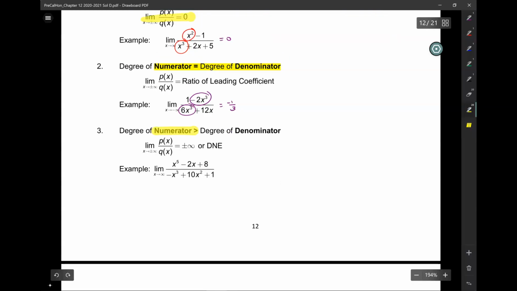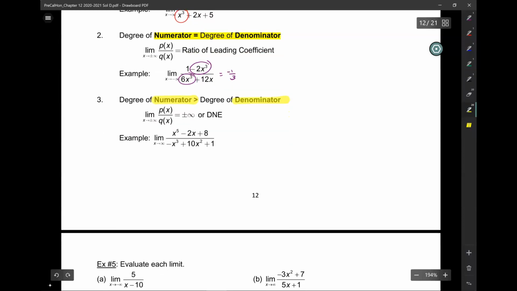When the numerator has a higher degree than the denominator, like x to the 5 and negative x cubed, now you have an excess of x's in the numerator. So you're going to end with negative x squared. That's the limit as x approaches infinity of negative x squared, which is equal to negative infinity.